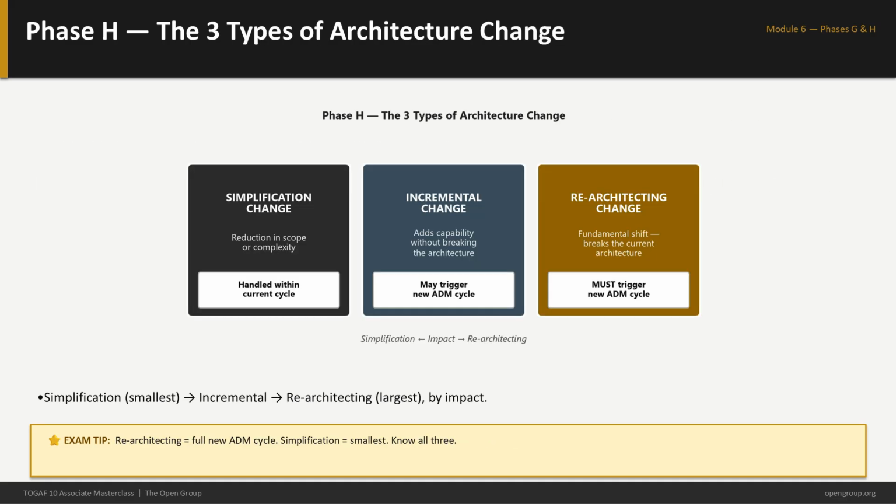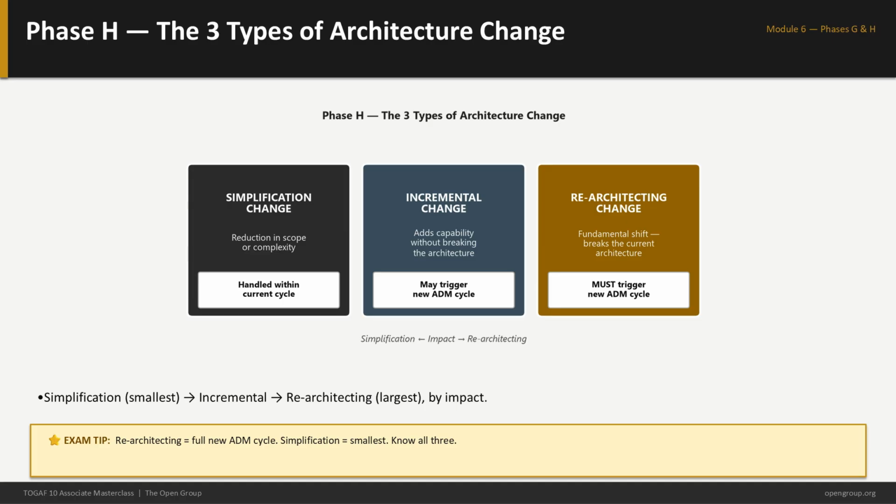Now the single most testable topic in this module: the three types of architecture change. A simplification change is the smallest. It can normally be handled through routine change management techniques, and it's typically driven by a desire to reduce investment. An incremental change is in the middle. It may be handled by change management, or it may require partial re-architecting, and it's driven by a desire to derive additional value from existing investment.